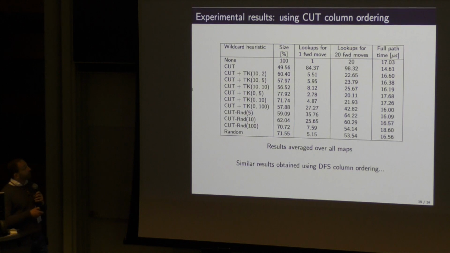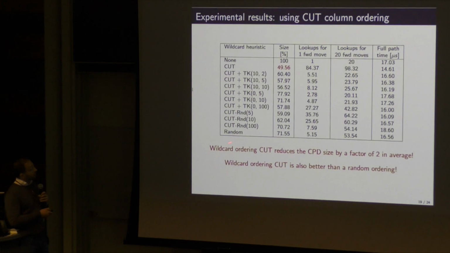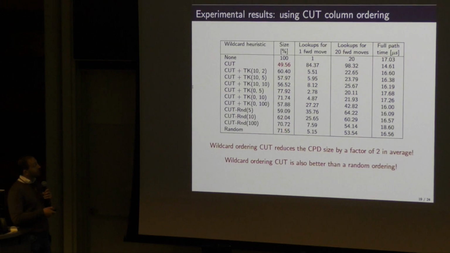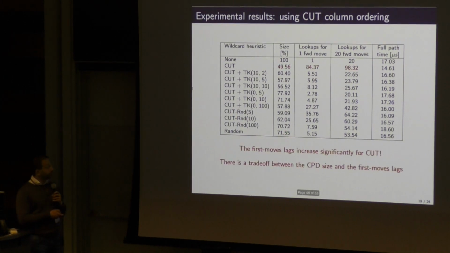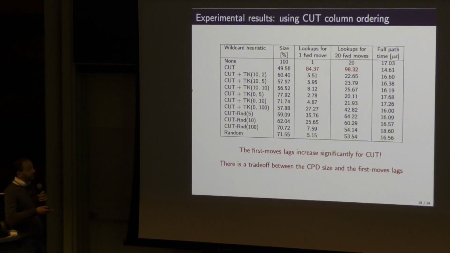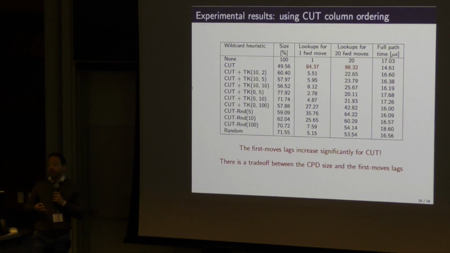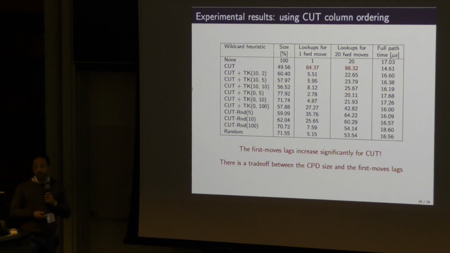This table shows the effectiveness of using wildcard when the cut column ordering is in use. We obtained a similar result using DFS instead of cut. Wildcard ordering cut reduces the CPD size by a factor of 2 on average. It is also better than a random order that reduces the CPD size by about 28%. On the other hand, as expected, the first move's lag increases significantly for cut. And this means that using wildcard, there can be a trade-off between the CPD size and the first move's lag.